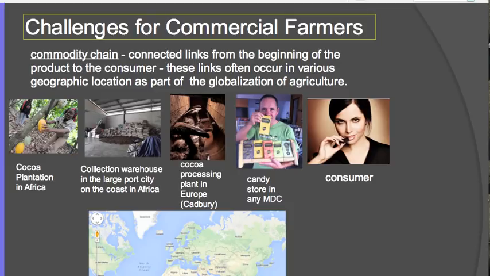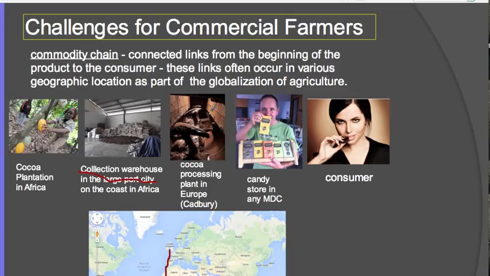in maybe a coastal port city in Africa. So you see bags of cocoa beans. And then those cocoa beans would make their way maybe to the UK or maybe over to the United States, and they would be processed in a cocoa processing plant making chocolate candy, so maybe like Cadbury or something.